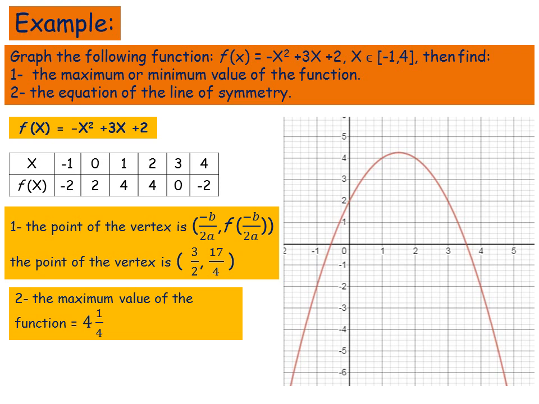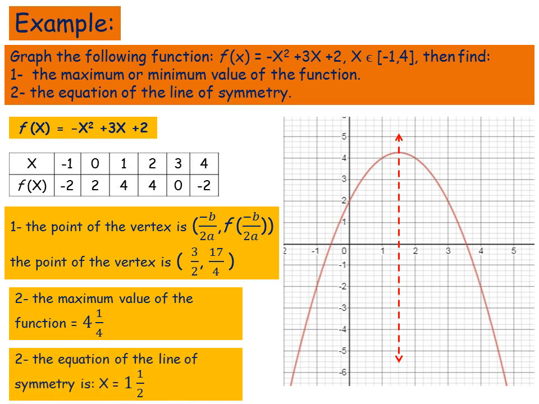And now the second request: find the equation of the line of symmetry. First, I will determine the line of symmetry, which is a line parallel to the y-axis and passing through the point of the vertex. So it will be like that, and its equation will be x equals 1.5. That's all.